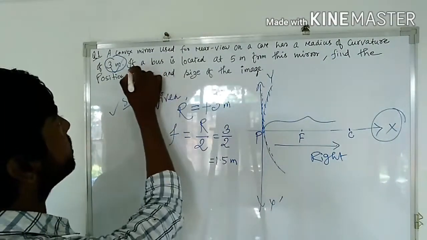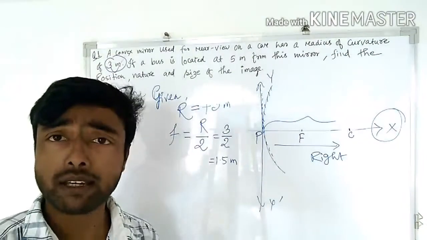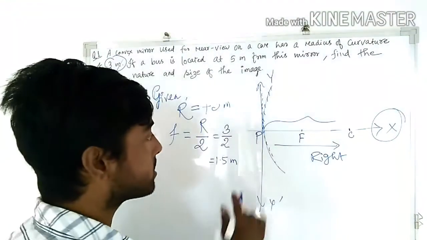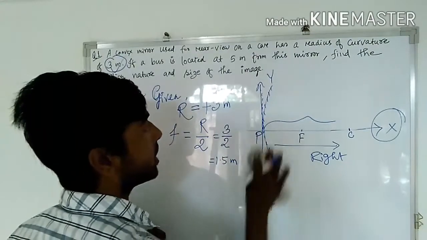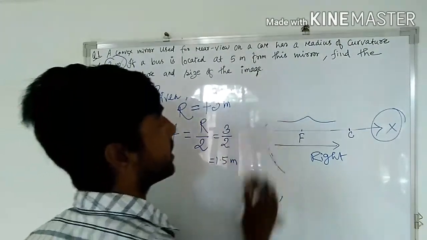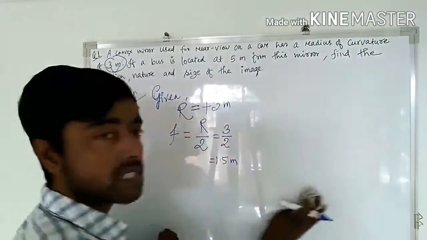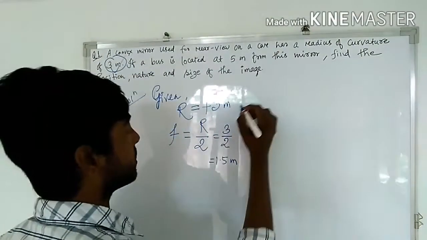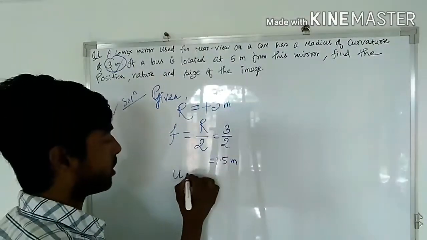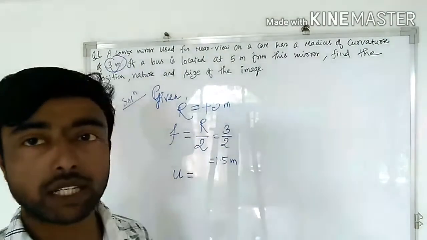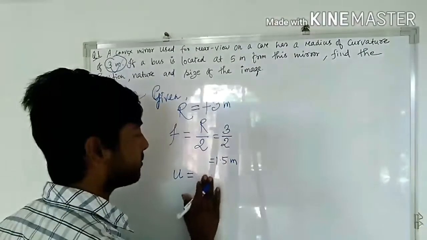Now the question is, if a bus is located at 5 meter from this mirror, that means the bus will be in front of the mirror at what distance? Bus is at 5 meter. I already told you that the object distance is always negative. What else is given? Given u. Object distance is written by u. That is how much given? 5 meter.